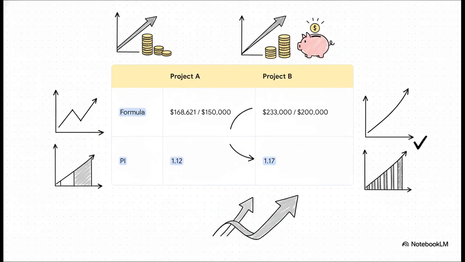And this slide right here shows you why the PI is so great. For our Project A, we get a PI of 1.12. That means for every dollar we invest, we get $1.12 back in today's money. Not bad. But look at Project B. Its PI is 1.17. So even though both projects are good, Project B is slightly more efficient. It gives us a better return per dollar. If we can only pick one, PI says we should go with B.